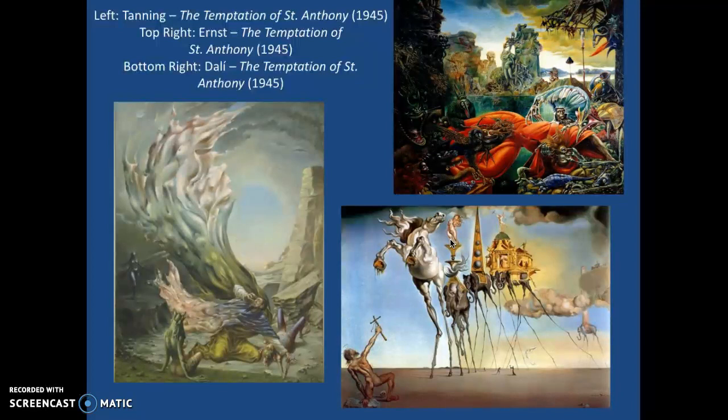Surrealists last for a while, and there are iterations of it that move outside of mainland Europe and into the United States. But I would say by the Second World War, it is kind of dying out at that point.